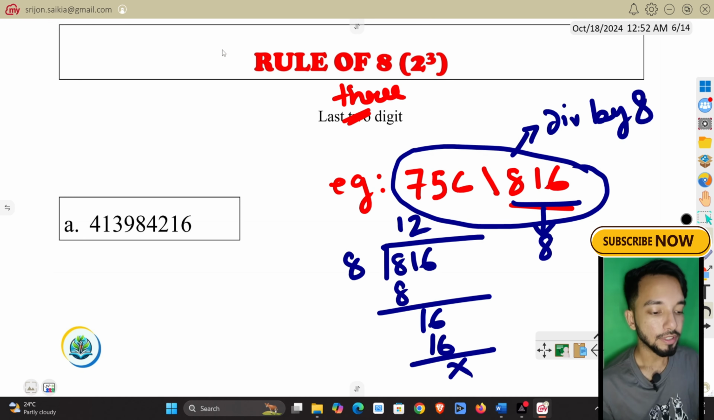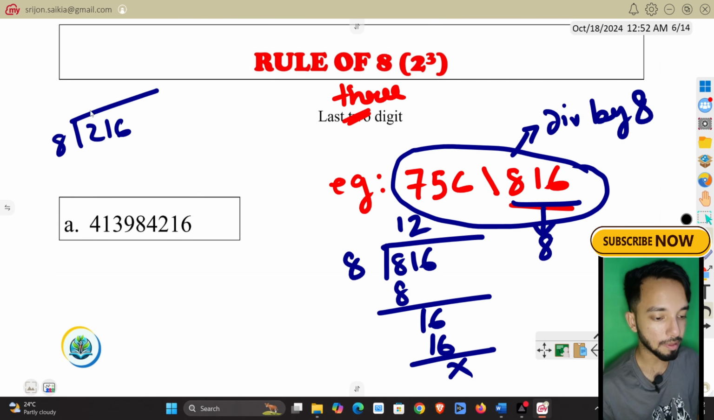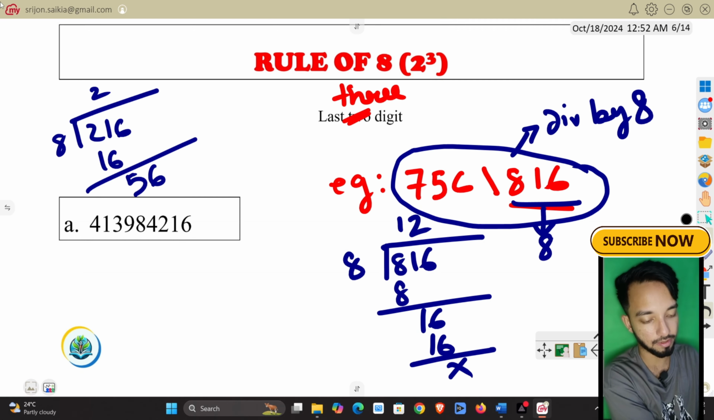So we have one more number here, 413984216. What is the last 3 digits? We have 216. We need to check whether 216 is divisible by 8 or not. 2 is 16, 17, 18, 19, 20, 21. We have 5. We have 6. 8 7s are 56.